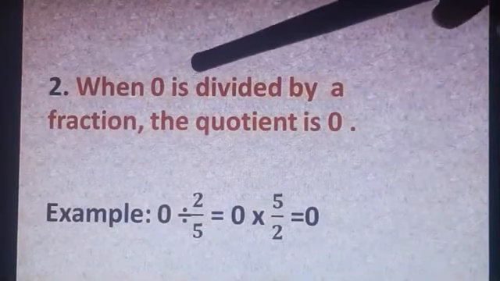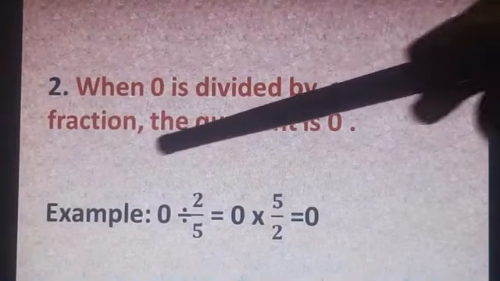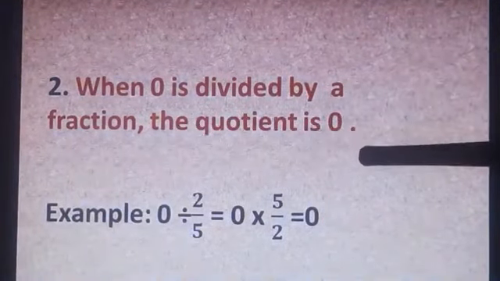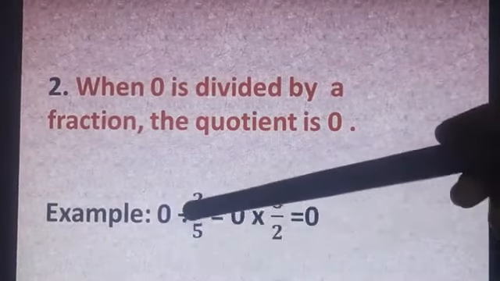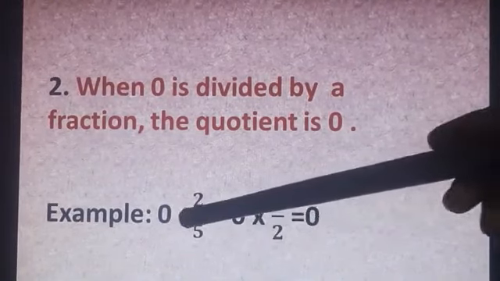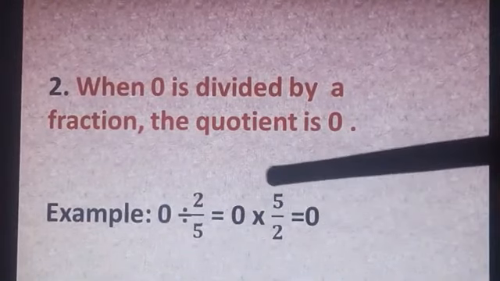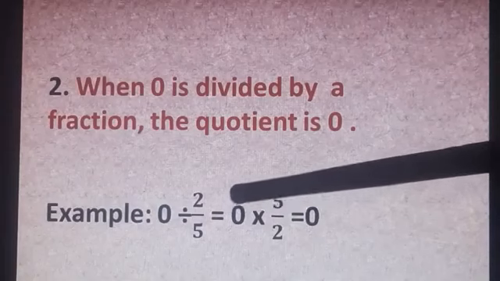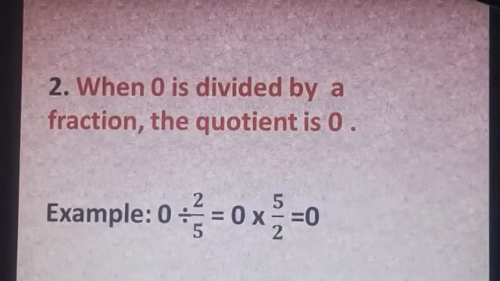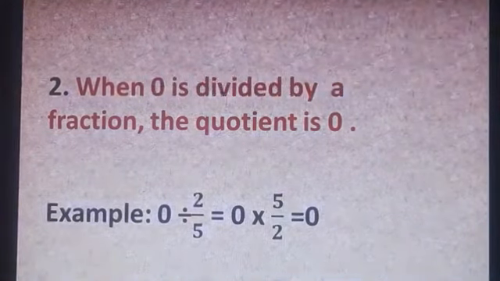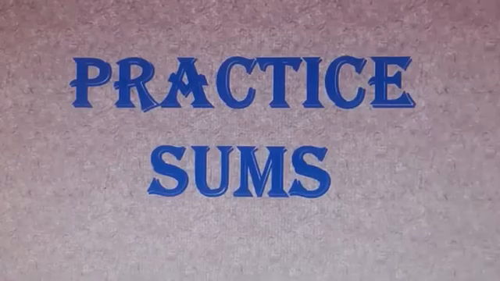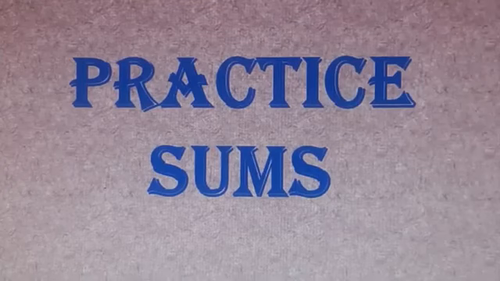Second property. When 0 is divided by a fraction, the quotient is 0. See this example. When 0 is divided by 2 upon 5, division will be replaced by multiplication. 2 upon 5, reciprocal will become 5 upon 2. 5 multiplied by 0 is 0. Okay. So when 0 is divided by a fraction, the quotient is always 0. As we have now understood all the properties, definitions and important facts, now we will start practice sums.